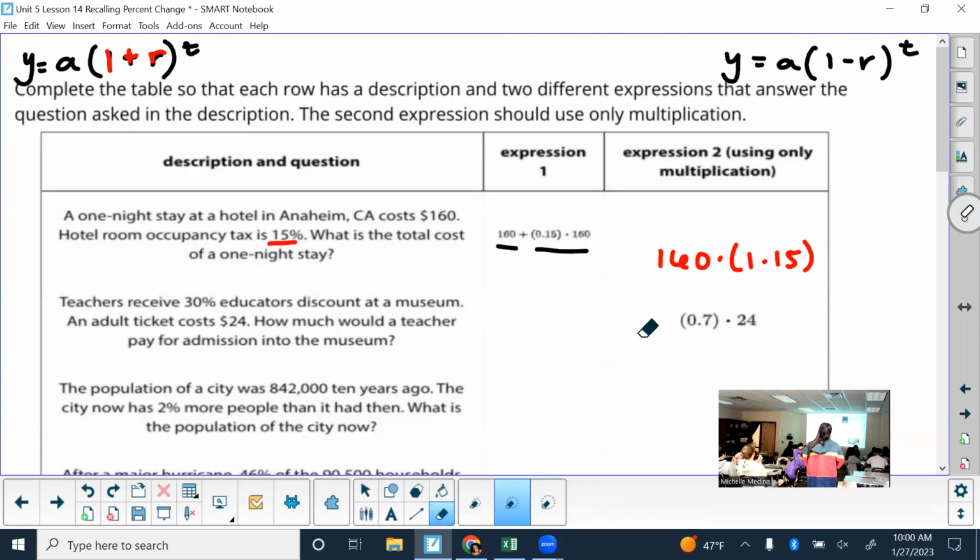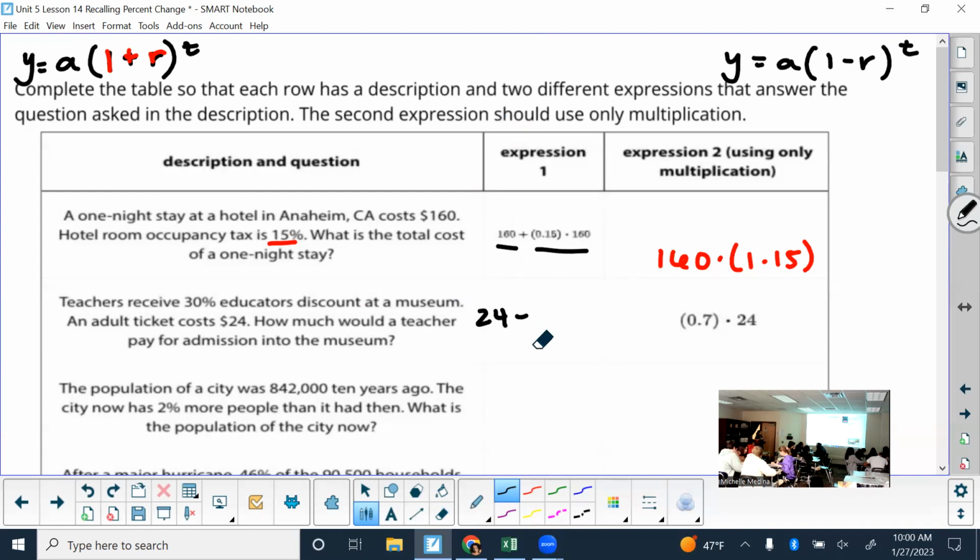In this one, let's look at a decay example. Teachers receive a 30% educators discount at a museum. An adult ticket costs $24. How much would a teacher pay for admission into the museum? So would the discount add to the cost or subtract from the cost? So it should be whatever my original is minus the 30% times 24. But in these, you don't actually have to figure it out, you're just writing the expression. So what would I multiply together to figure out what 30% of 24 is?